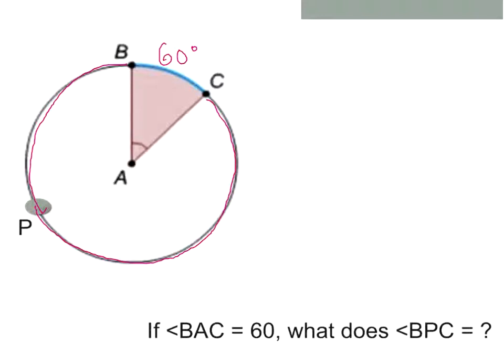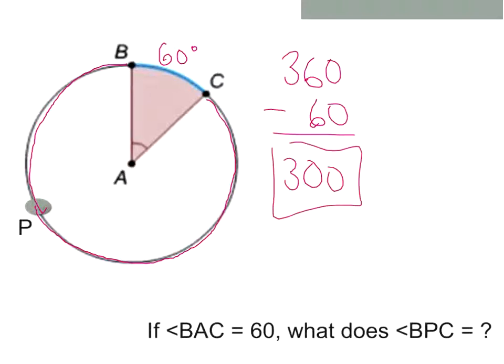So remember, we're talking circles, not triangles, right? So my total in my circle is 360, and I'm going to subtract from what I know, so I get 300. Are you okay with that?